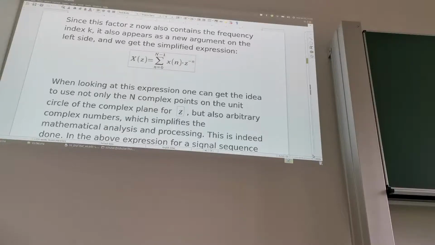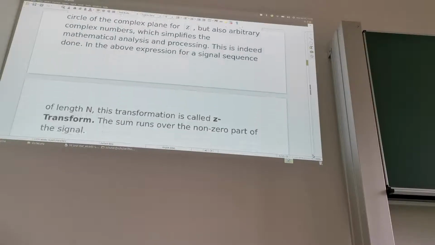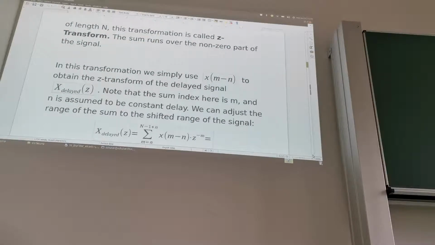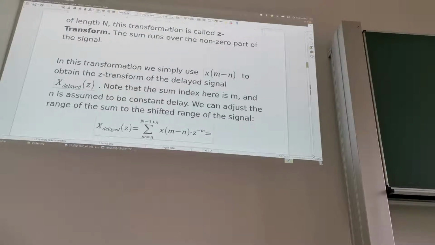Because this is more generic than the DFT. At least mathematically it's very convenient. When you want to analyze numerically a system, then usually a DFT or the FFT is used. But for the theory, usually the z transform is used.